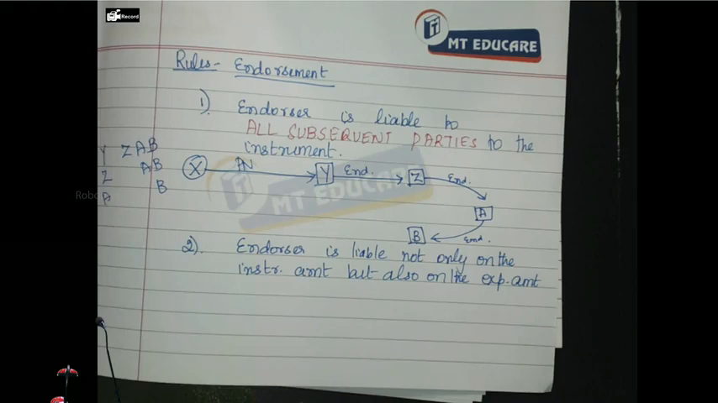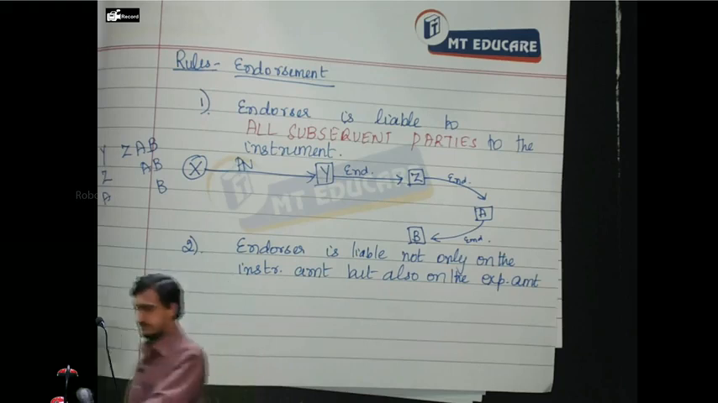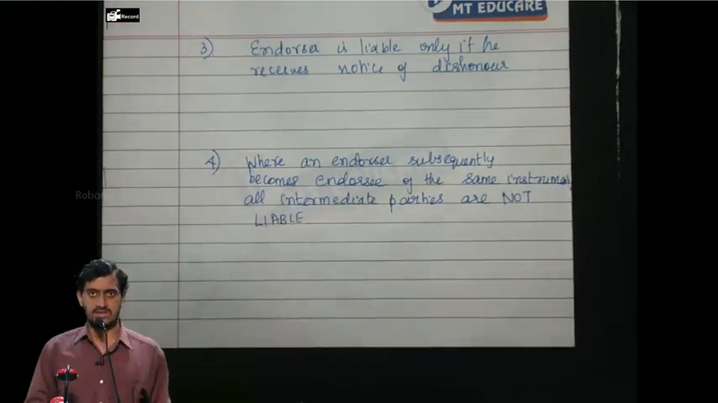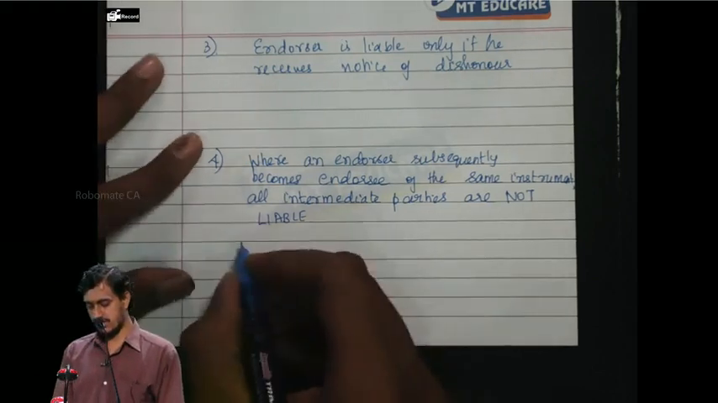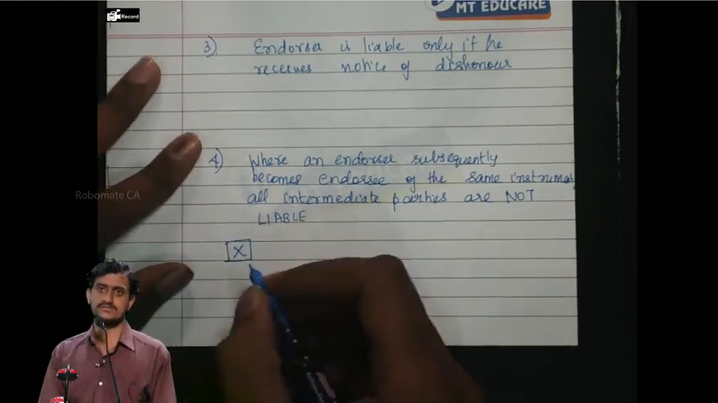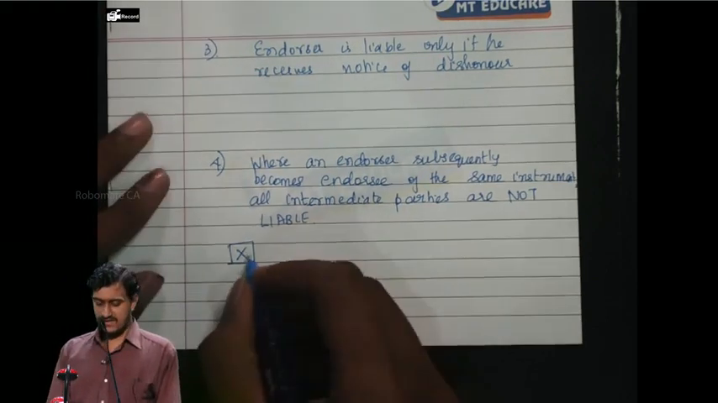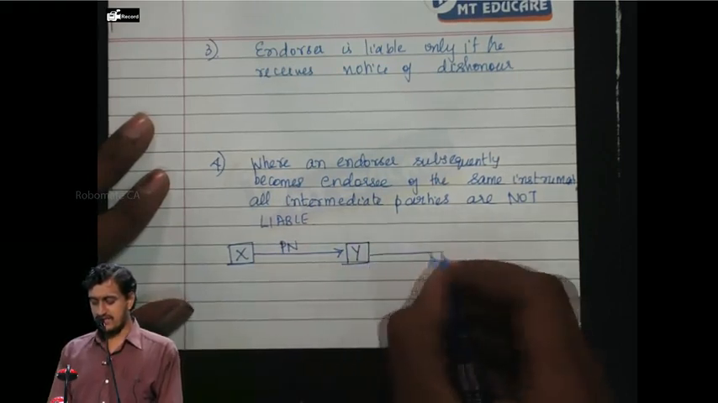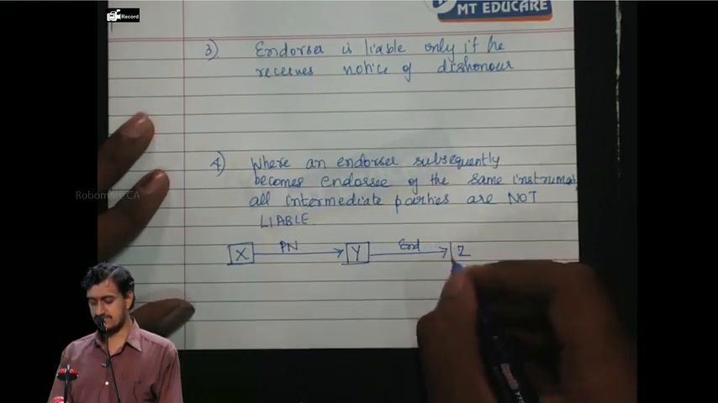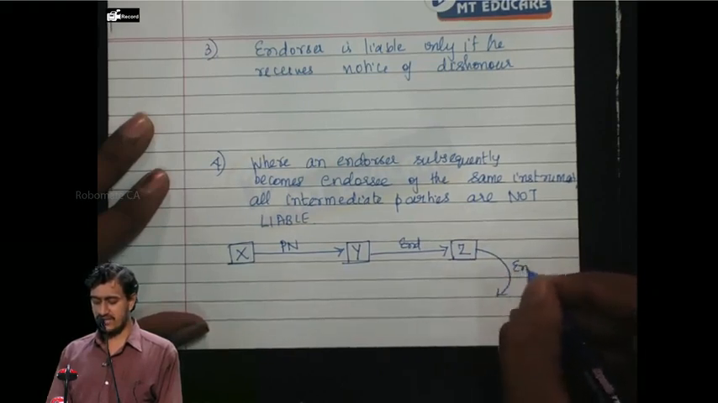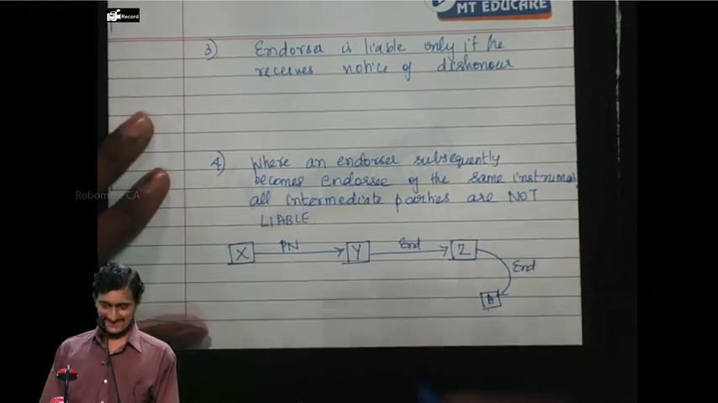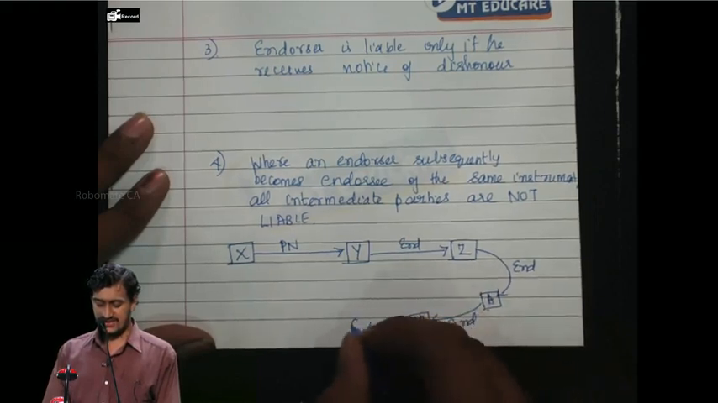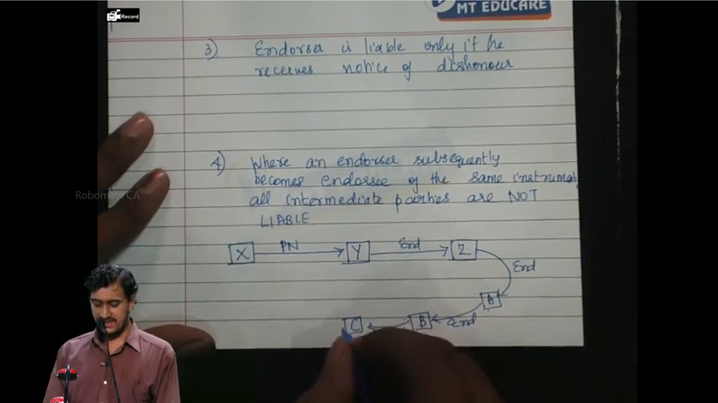Last rule. Just listen to this. X is there? You should say yes, sir. X is giving a promissory note to Y. Y endorses to Z. Z endorses to A. A endorses to B. B endorses to C. C endorses to Z.